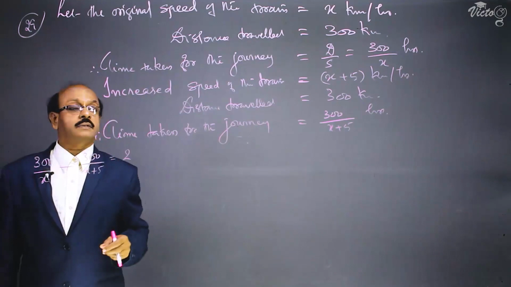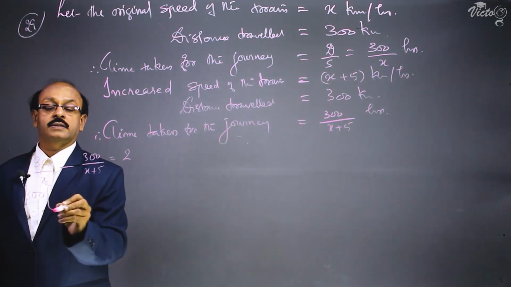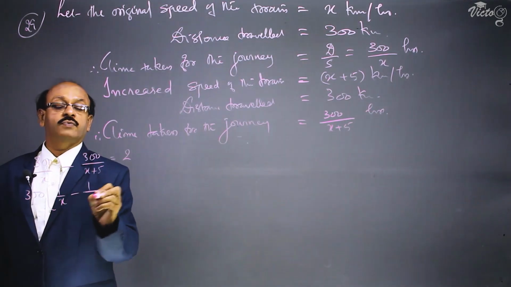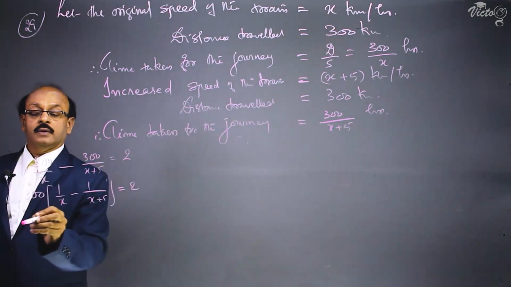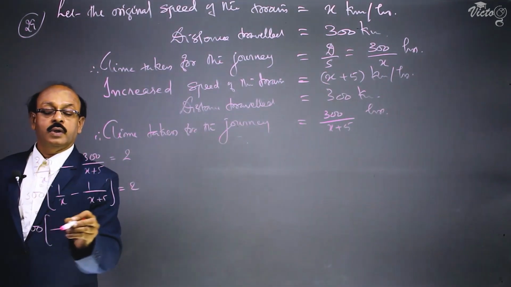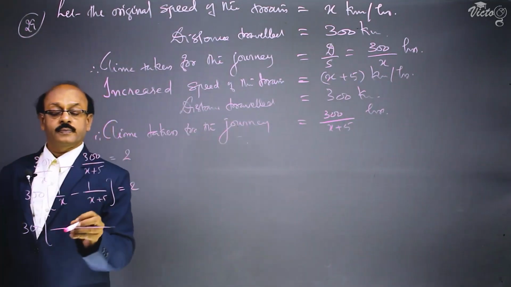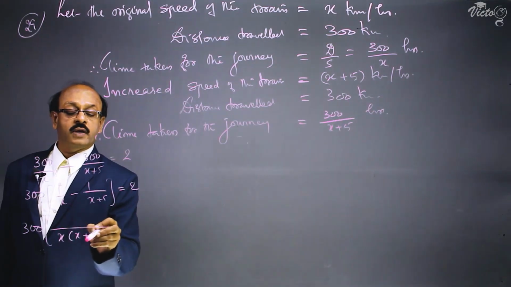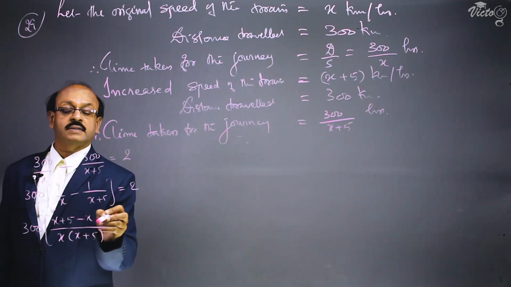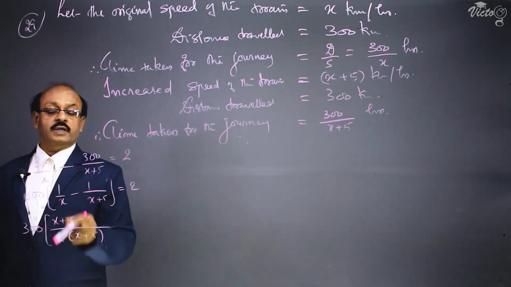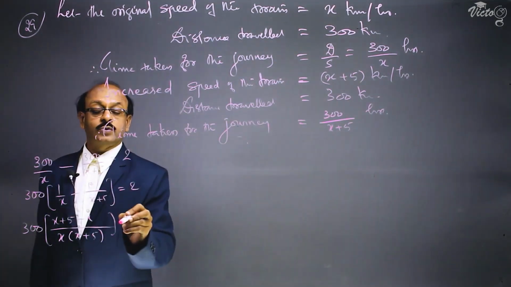Now we can take 300 as a common factor. Taking 300 outside, it is 1 by x minus 1 by x plus 5, which is equal to 2. Taking the LCM of the denominators, x into x plus 5 is the LCM. On cross multiplication, it is x plus 5 minus x: 1 into x plus 5 is x plus 5 itself, minus 1 into x is minus x, which is equal to 2.